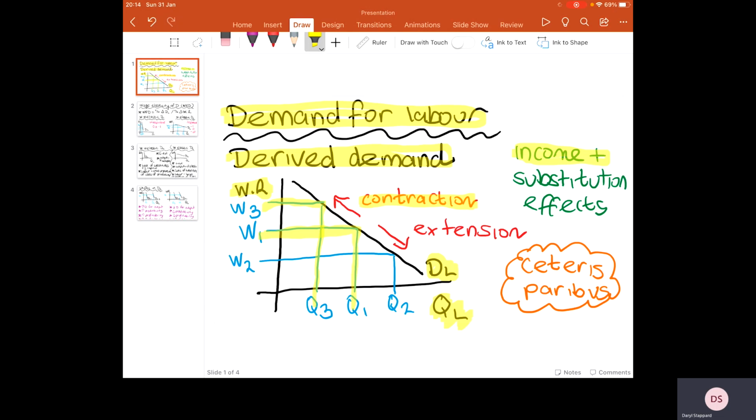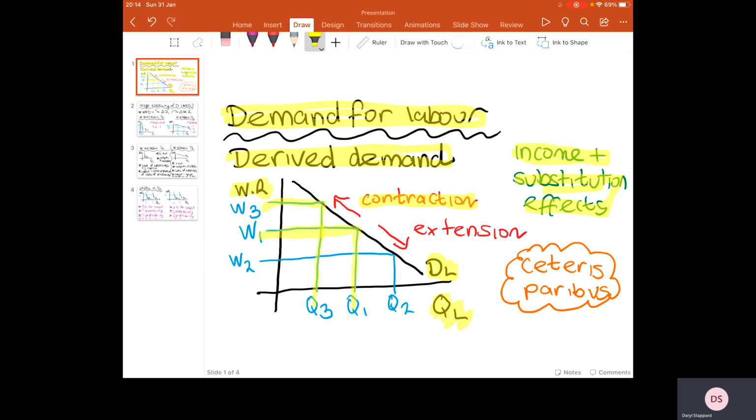Now we can also explain this contraction in demand through the substitution effect. You could argue that in lots of industries capital is a substitute for labour. So for example, think about a factory, where we've got what we call automation, where more technology, more robotics, more machinery is doing the jobs of workers. So if workers start to become more expensive, then businesses will shift their demand towards these cheaper substitutes instead.